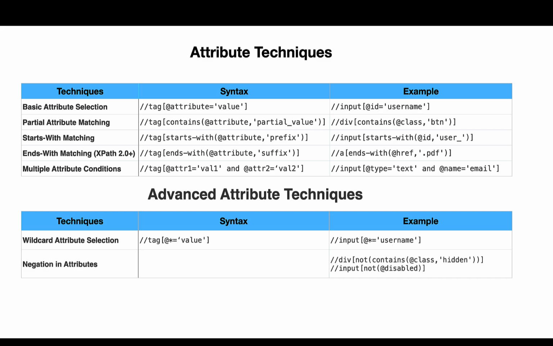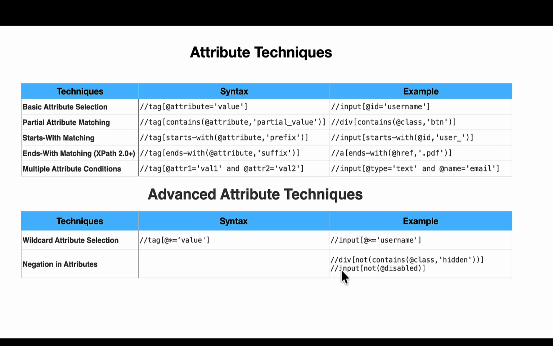So next we'll see negation. I'm giving two examples here. First, div not containing class hidden. It will select the div which does not have this attribute value. Let's say we have two divs, both have a class attribute, but one class has the hidden value and the other does not. Which one will it select? It will select the one which is not having hidden, because we are using not. Select div which does not contain class value hidden. This is the meaning.